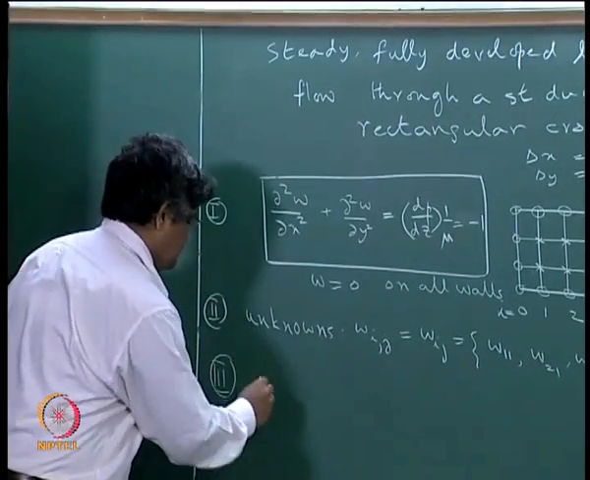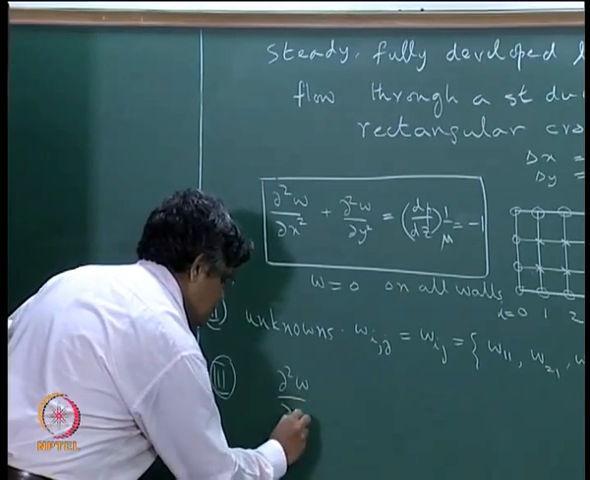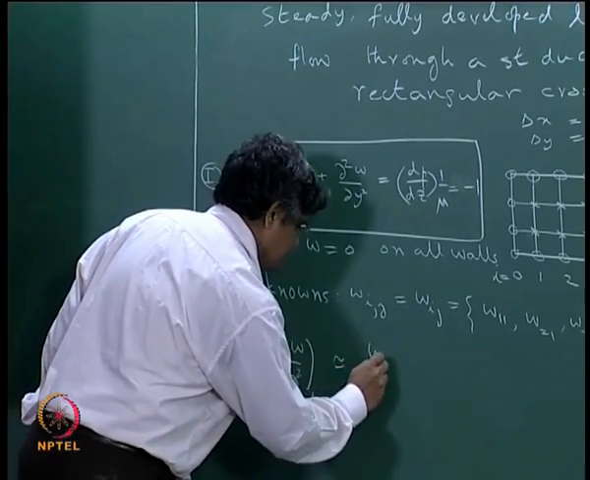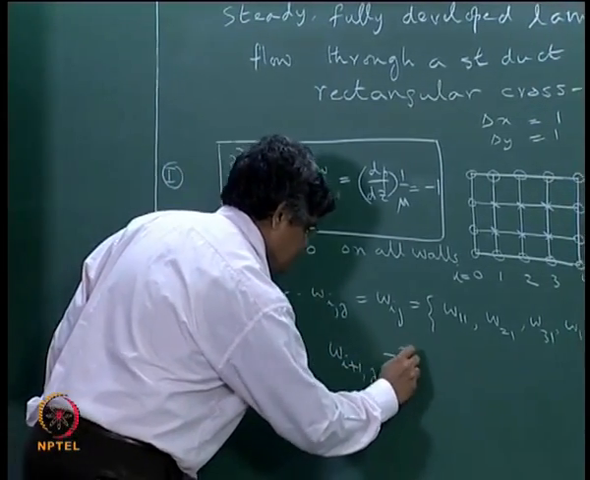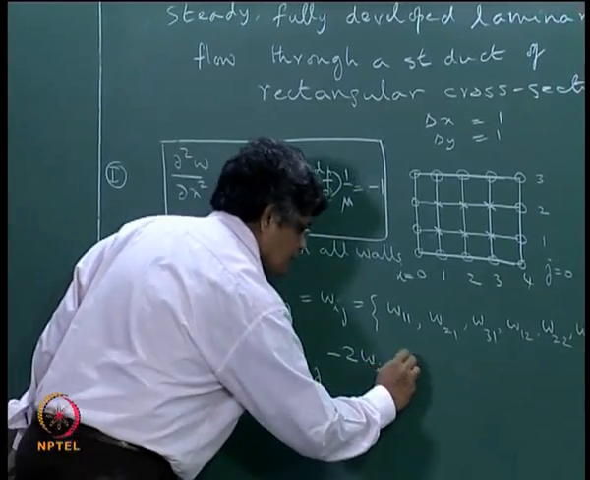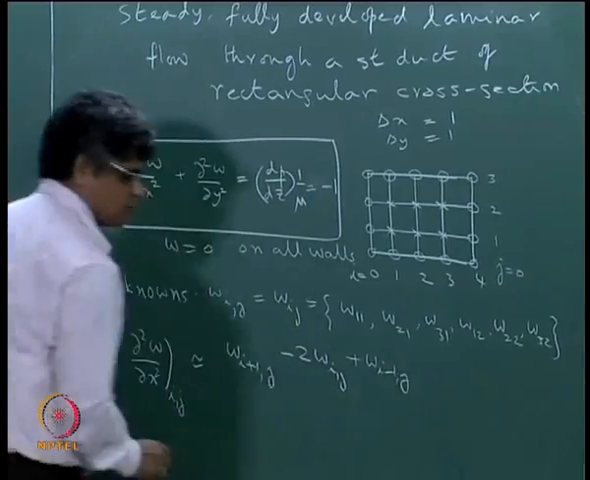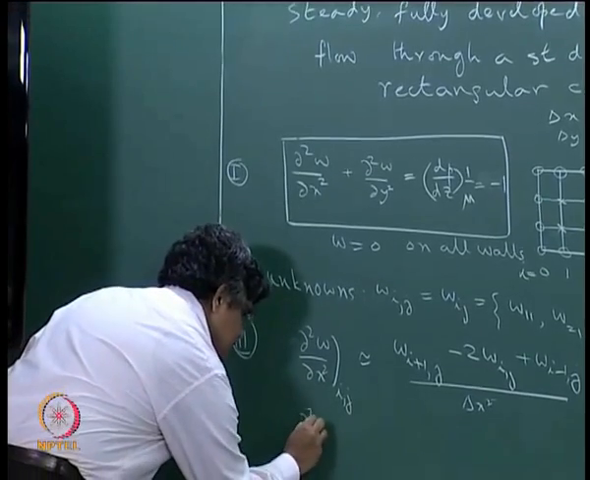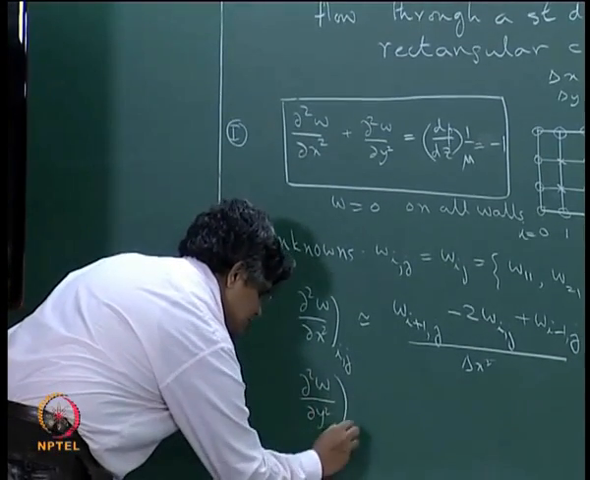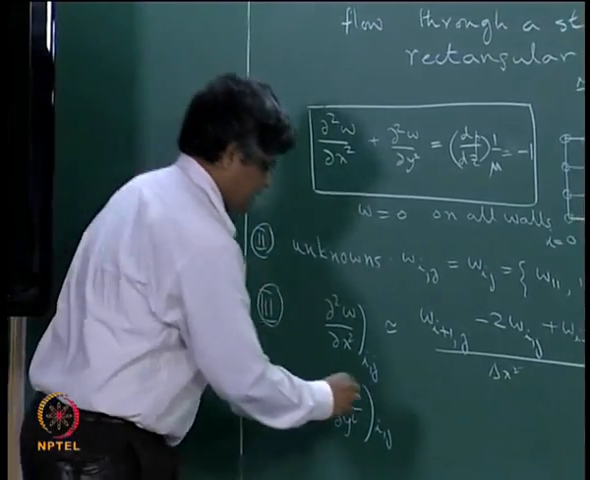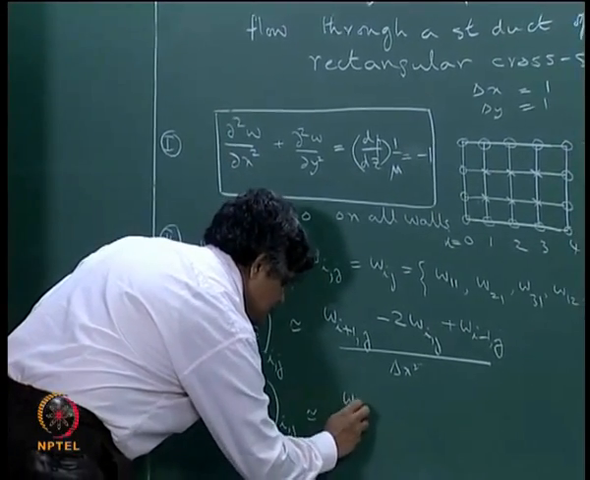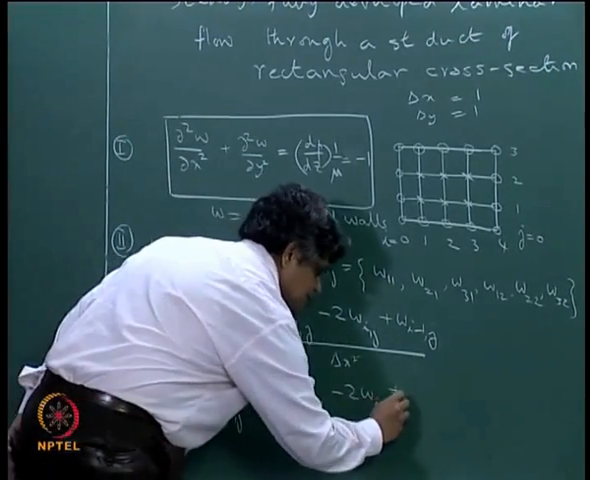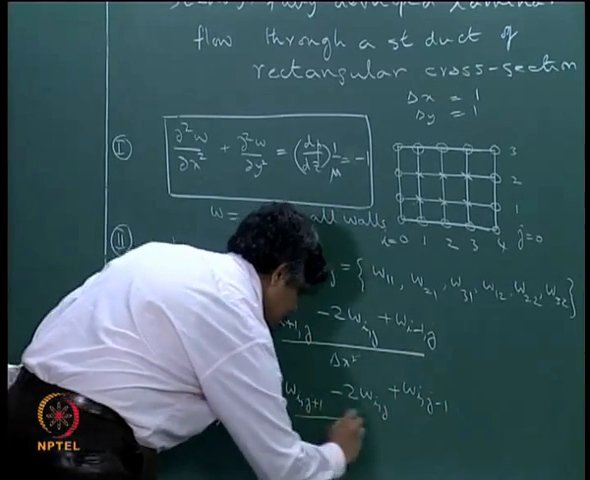As we have said, we will approximate ∂²W/∂x² at the location (i, j) as W(i+1,j) minus 2W(i,j) plus W(i-1,j), divided by Δx², and ∂²W/∂y² at (i, j) is approximated as W(i,j+1) minus 2W(i,j) plus W(i,j-1), divided by Δy².